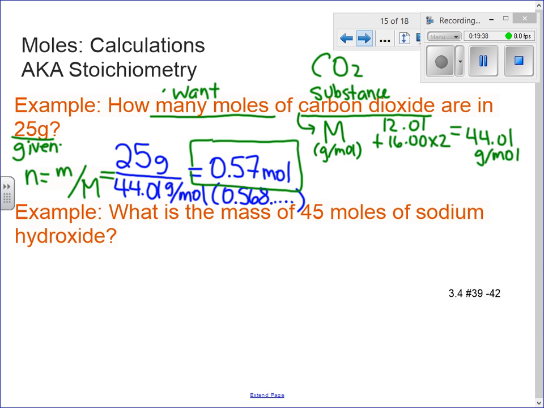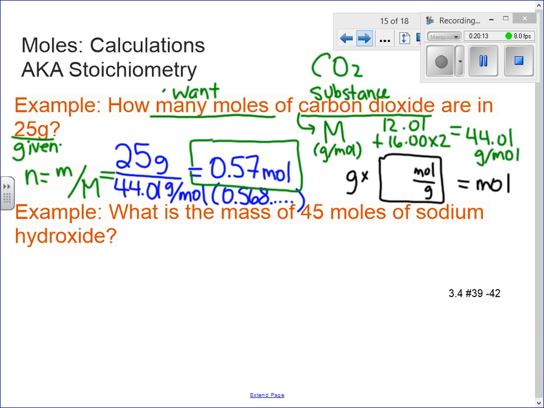Now that's how this question would look if I was calculating with a formula. I'll show you briefly what it would look like if I was just concentrating on units. If instead of using a formula, I just asked myself, what unit do I want? What unit do I have? I would say I want moles as my answer, and I have grams. So in my ratio, I need something that has moles on top and grams on the bottom.